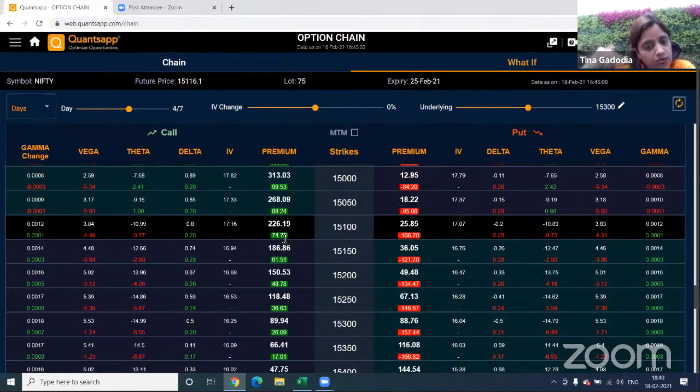If I do a bull call spread, I can look at the chain, do the what-if, and see both the strikes. I do the MTM part. So 15100 buy, 15200 sell: 15100 is making 5600, and as I have sold the 15200 option, it will lose 3600 rupees. Net 5600 minus 3600, so 2000 plus. So you can use the MTM checkbox and figure out what could be my ideal bull call spread.